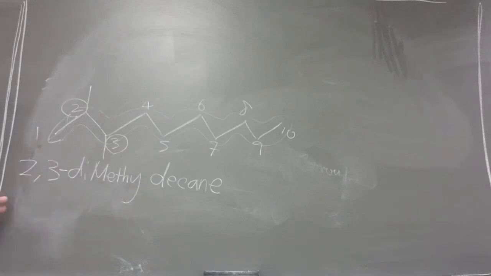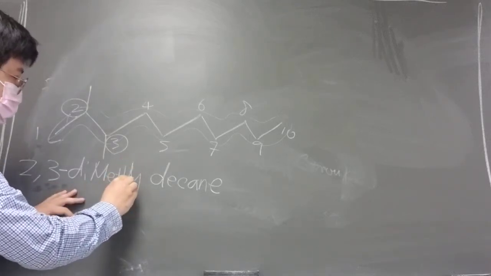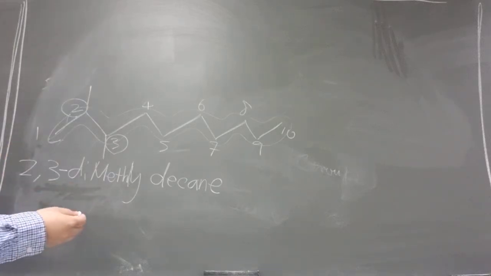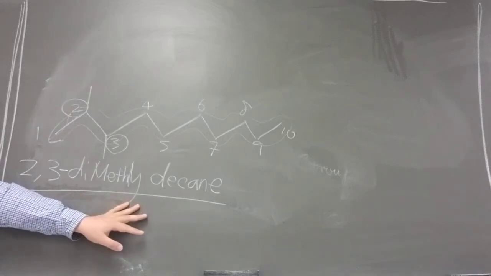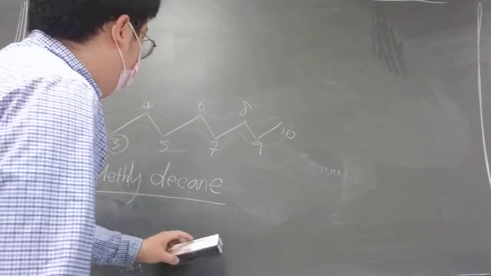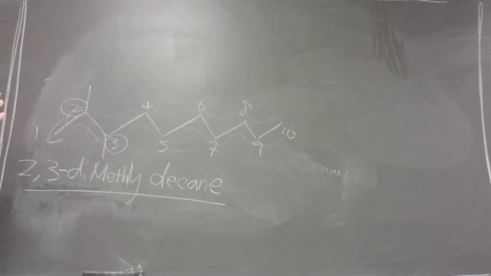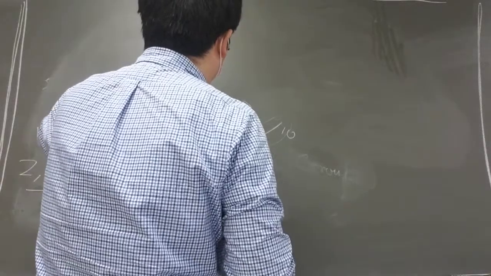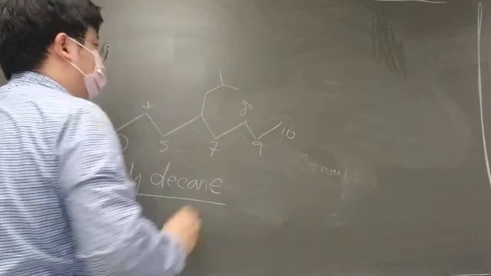So what you can do is put the locants, the numbers for these 2 groups, and then put the methyl group, but make sure you put the di. That means there are 2. So it will be 2,3-dimethyldecane. Makes sense, right? Okay. So what I mean by a bit tricky part is you may have a nice, linear, good substitution group, but sometimes you can have something like this. Okay, something like this.